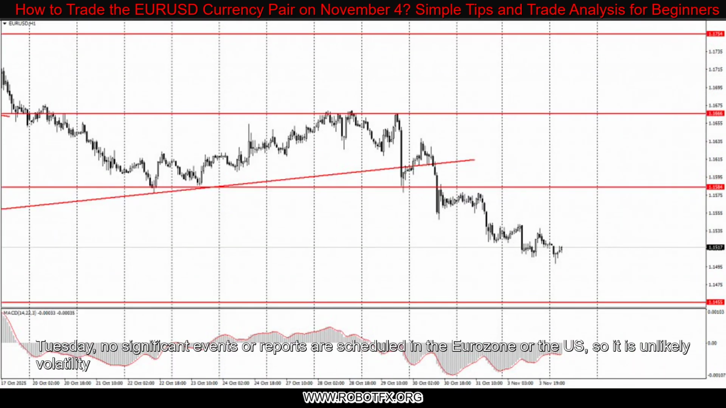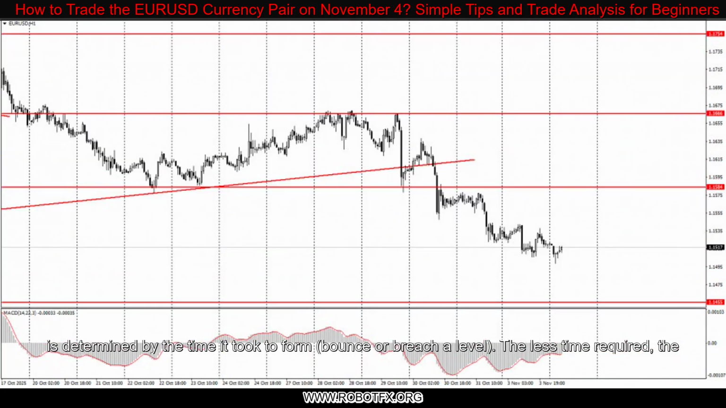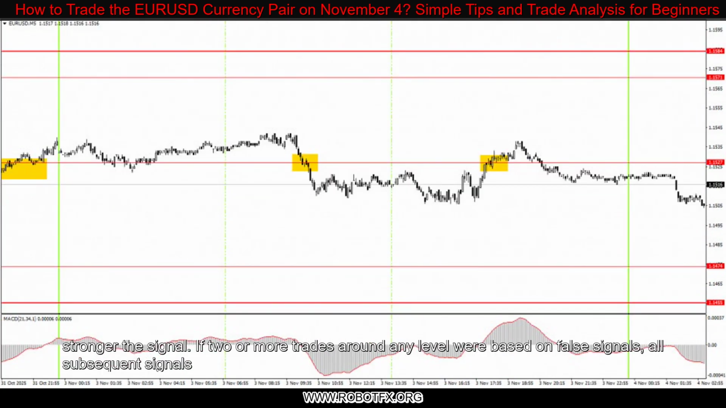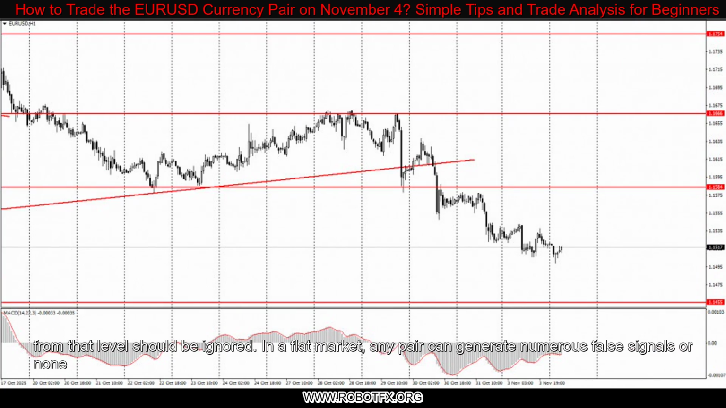Basic rules of the trading system. The strength of a signal is determined by the time it took to form, bounce, or breach a level. The less time required, the stronger the signal. If two or more trades around any level were based on false signals, all subsequent signals from that level should be ignored. In a flat market, any pair can generate numerous false signals or none at all. In any case, it's best to stop trading at the first signs of a flat market.